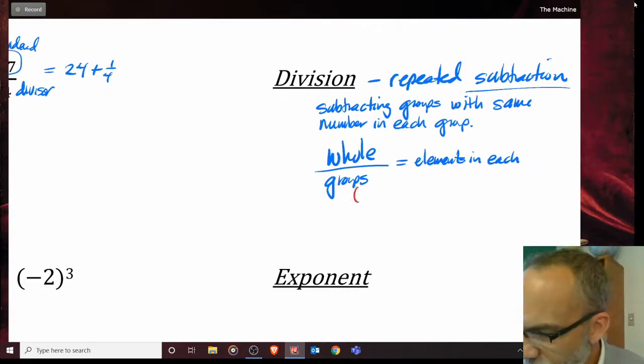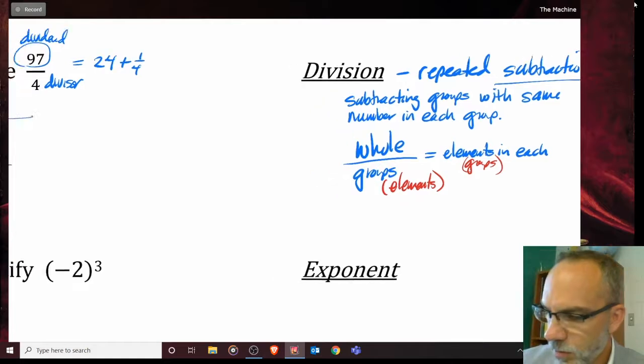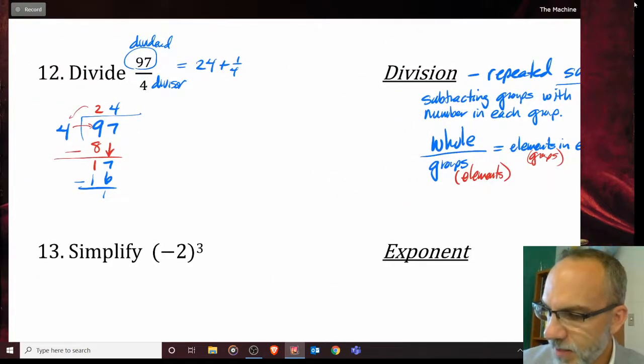This could be the number of elements, and this could then be the number of groups. So if I take 97 things and I want 4 elements in each group, how many groups do I have? I got 24 groups altogether, and I got 1 left over that doesn't go evenly.